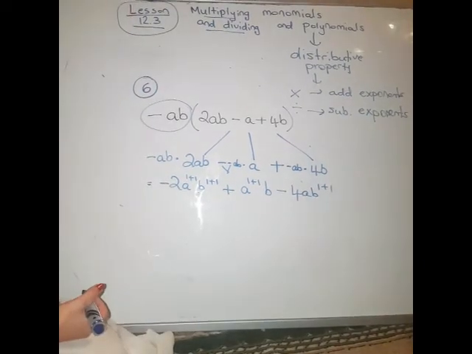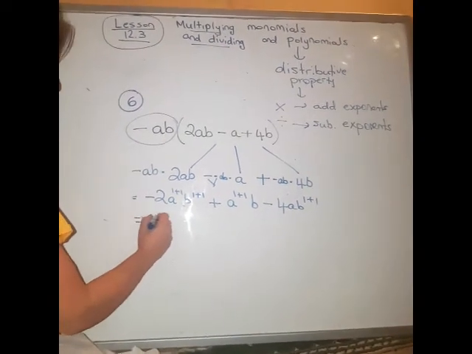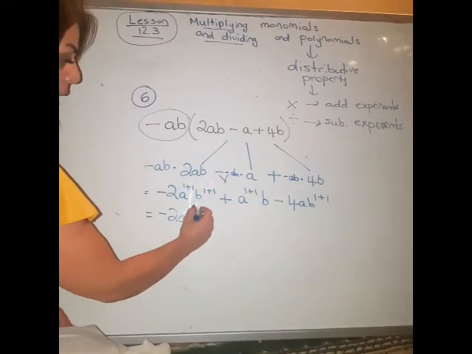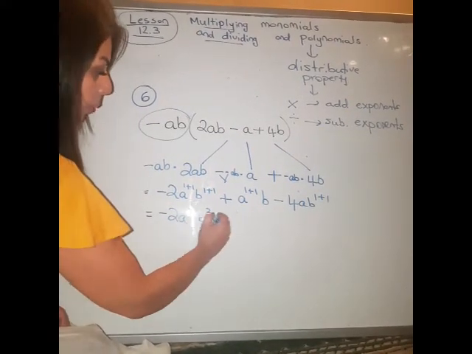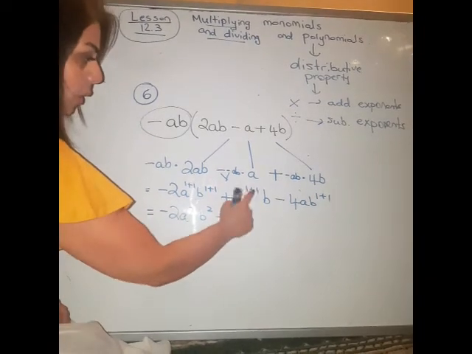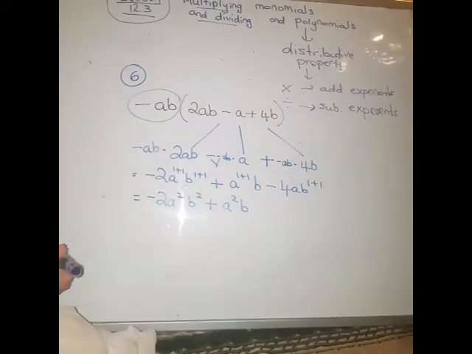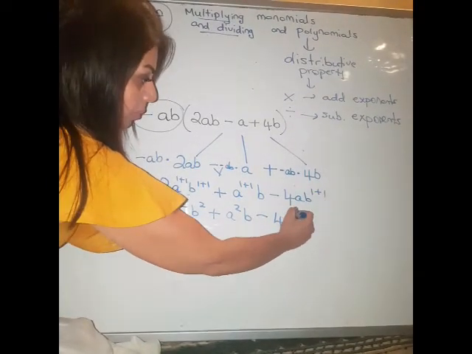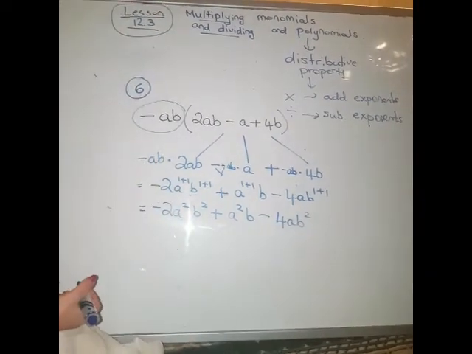And now I start adding my exponents. Negative 2, a power 1 plus 1 is 2, b power 1 plus 1 is 2, plus a, again 1 plus 1 is 2 and a b on its own, minus 4, a is on its own, b to the second power. Are they similar?